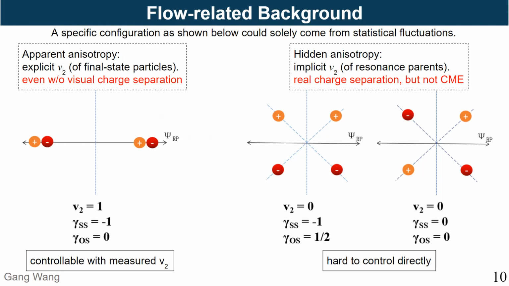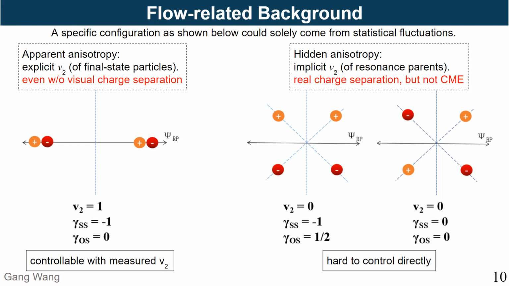So delta gamma is 1. So it seems to show a very large charge separation. Actually, apparently, we don't see any charge separation. This is because V2 is coupled with the 2-particle correlation. So either this is from decay or jet or cluster. They can be coupled with V2 and give you a fake signal.